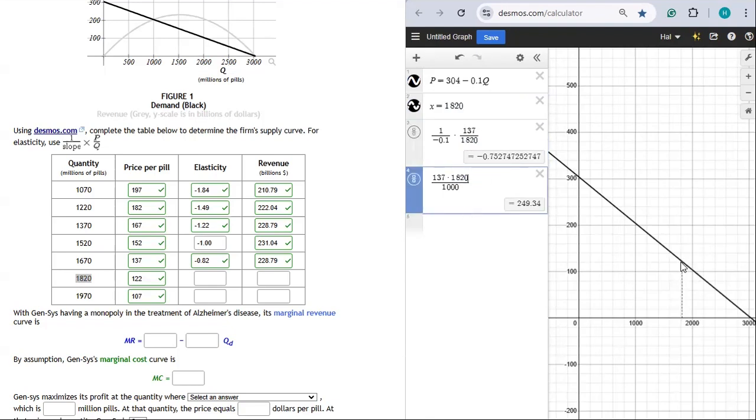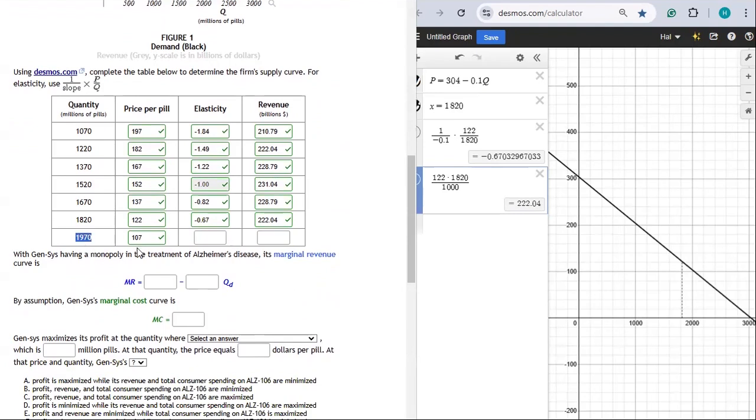And then the price should be 122, which it is. So I'm going to replace 137 with 122. I get a revenue equal to $222.04 billion, which is the same as that value. Again, that's because of symmetry. The elasticity is a negative 0.67.